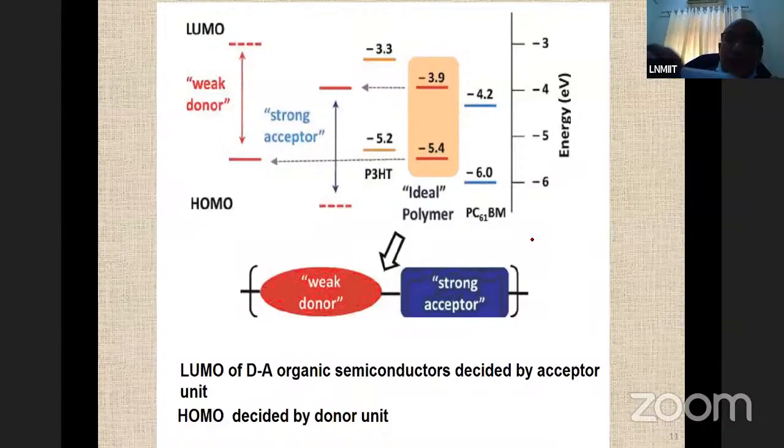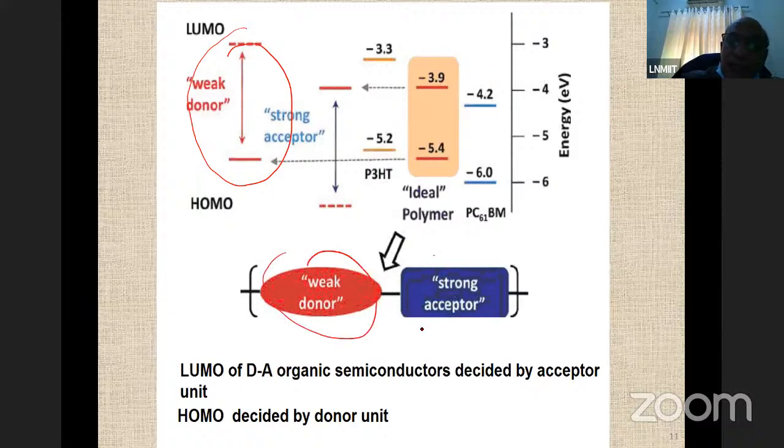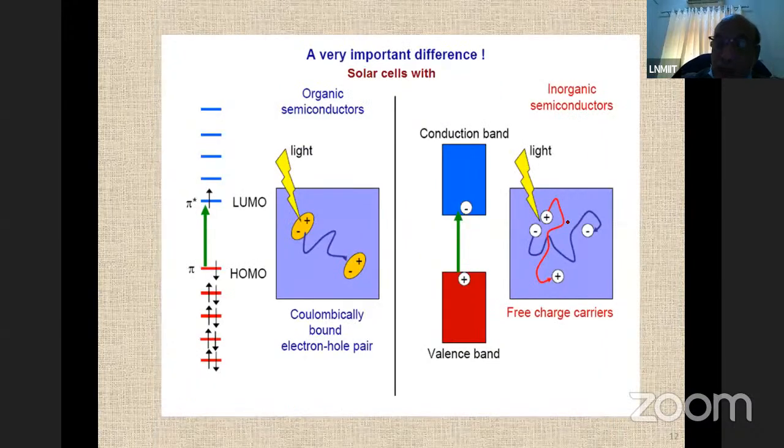So you can say, I have taken this one as the weak donor and this as the weak acceptor. So we can make a weak donor and strong acceptor molecule like this, or you can make the polymer also. Now, what is the basic difference between organic solar cells and inorganic solar cells?